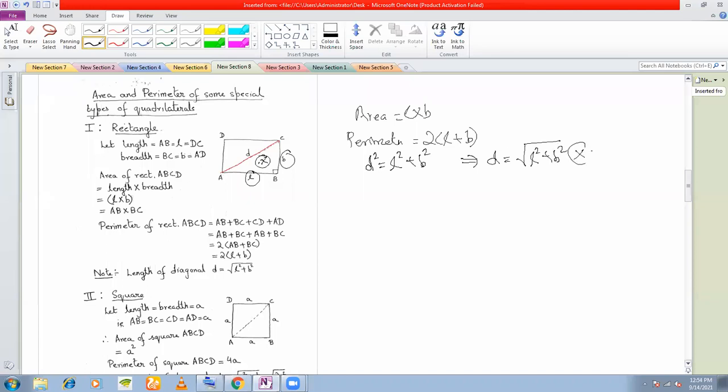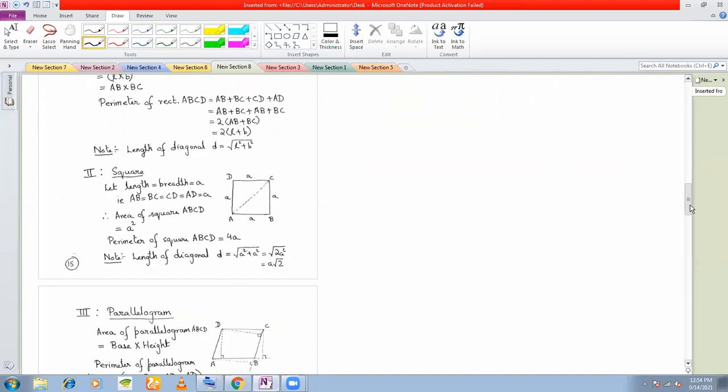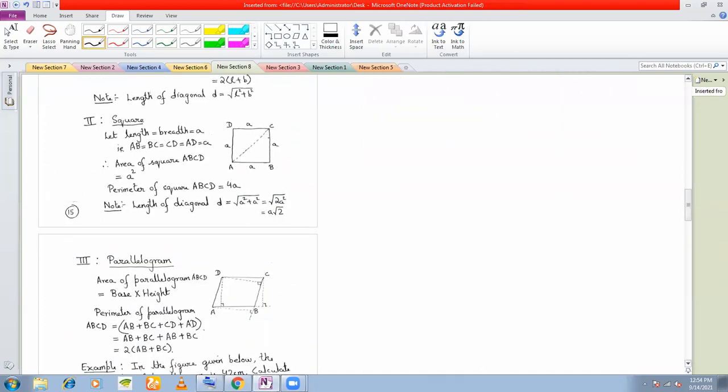This you will not require much, but this is important and this is important. Okay, this you will not require much. Fine. Next, squares you already know. If all the four sides are equal in a square and each interior angle is a 90-degree angle, area of a square is square of the sides, and perimeter is sum of the lengths of the sides, a plus a plus a plus a, which is 4a.